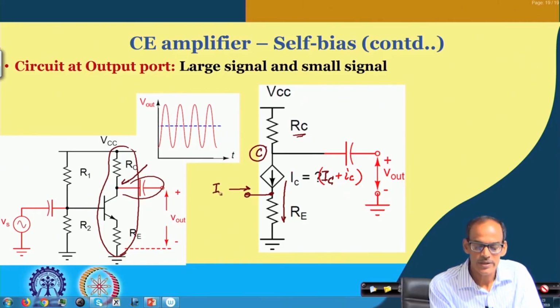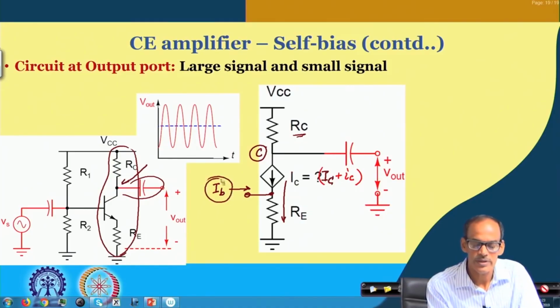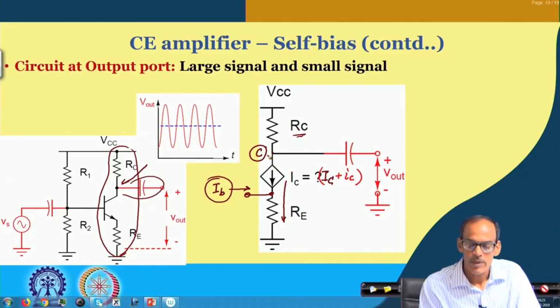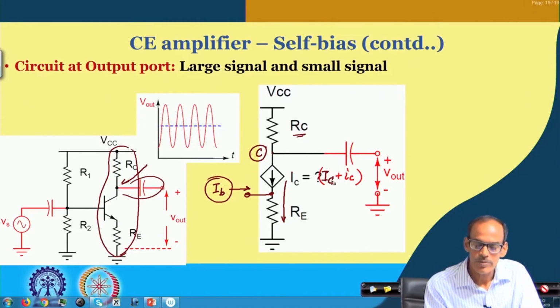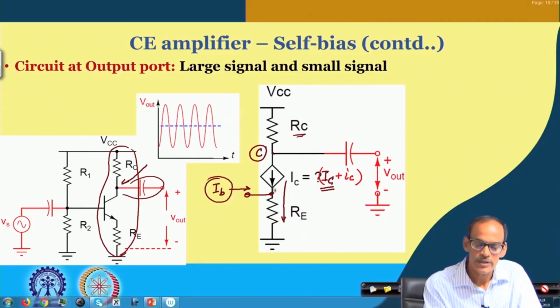However, this base current is small compared to this collector current, so we may or may not ignore it. But this is the output port. And to find the DC operating point, once IC is known by analyzing the input port, you can say that current is flowing here, and the DC voltage coming here is VCC minus RC multiplied by this capital IC. So, that is the DC voltage coming here.